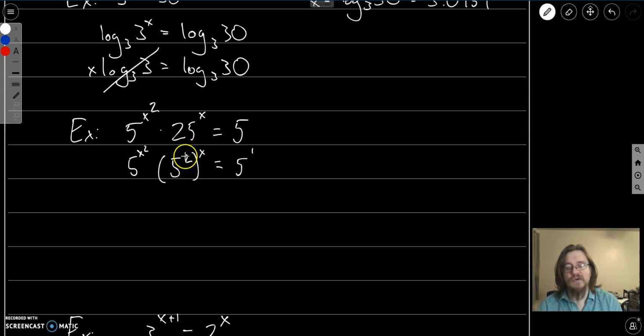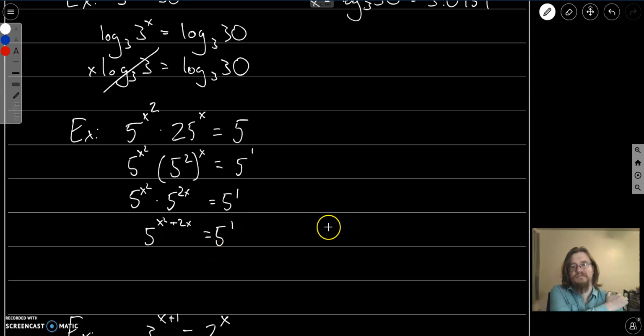When I raise a power to a power, with our exponent rule that we saw before, this is just going to be 5 to the 2 times x. And that's equal to 5. And then over here, when we multiply exponentials with the same base, we add the exponents. So this is going to be 5 to the x squared plus 2x. And this is going to be equal to 5 to the first power.